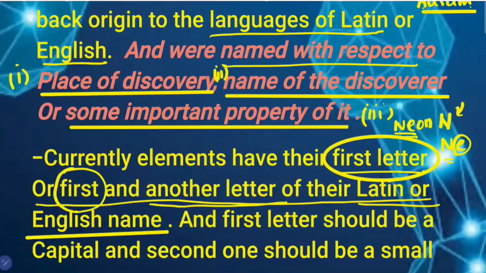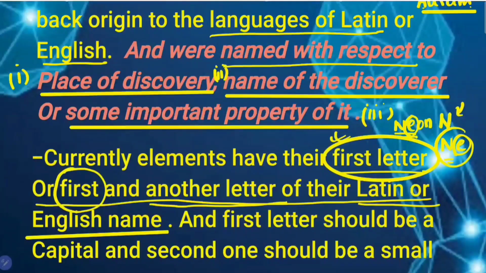So currently we are using the rule that either you have to use the first letter, or the first letter with another letter. If the first letter is already used, for example nitrogen has the symbol N, then you can't use N for neon also, because that would mean confusion, right? So for that you have to use another letter. For neon you have to use N combined with another letter. In this case for neon we are using e, and thus we have Ne for neon.